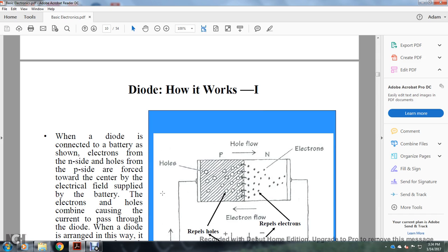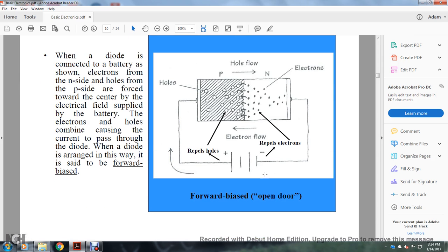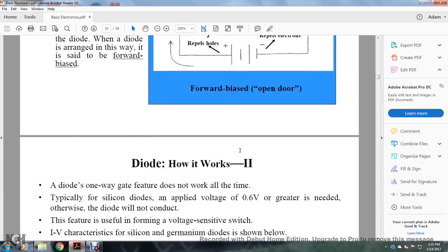Alright, a diode, how it works. When a diode is connected to the battery as shown, the electrons on the negative side and the holes on the positive side are forced toward the center by the electric field supplied by the battery. The electrons and holes combine, causing current to pass through the diode. When the diode is arranged in this way, it is said to be forward biased. Forward bias shows the path of the battery, with the holes of the positive side and the electrons of the negative side meeting in the center, electrons repelling electrons, and the holes filling with the electron flow and the hole flow.